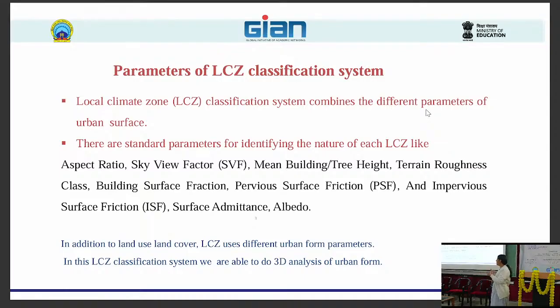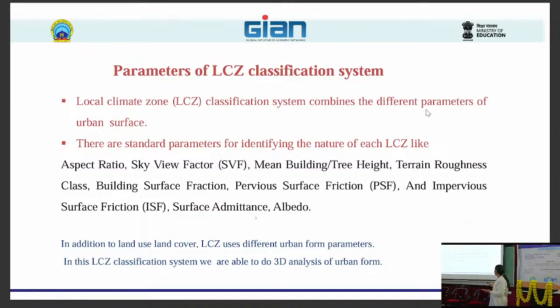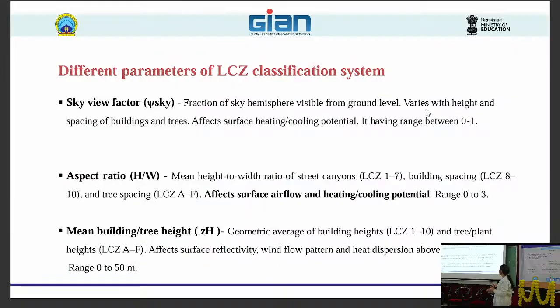But in this classification they have also added sky view factor, terrain roughness, pervious surface fraction, and impervious surface fraction, because we also have to see how much is the urban area, what is the patch of urban areas, surface admittance and albedo. So, these are the various parameters which were used to create the LCZ classification.